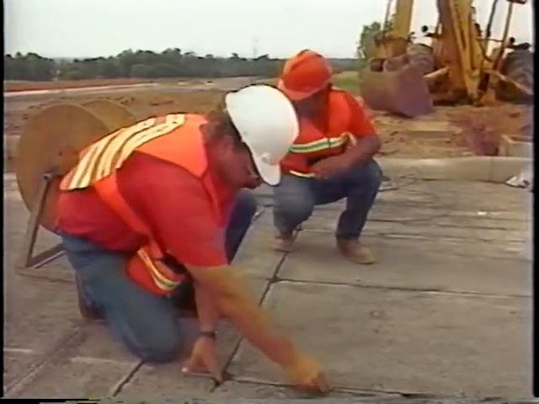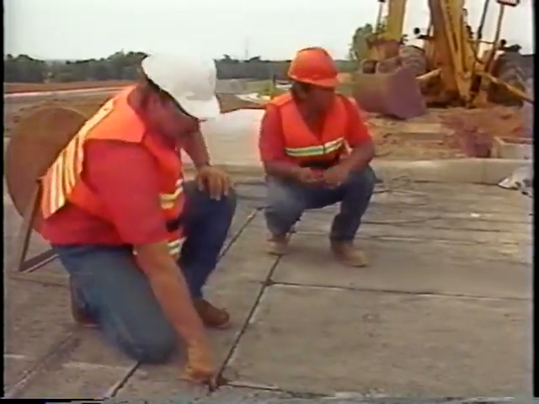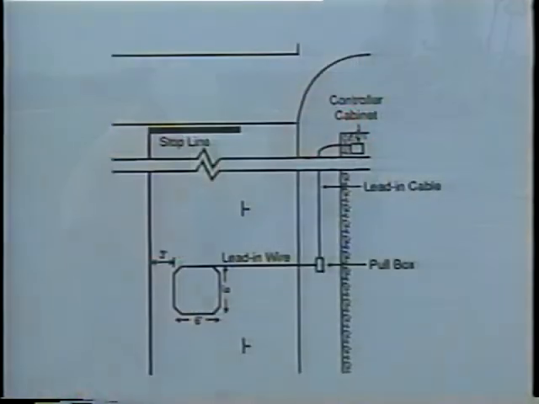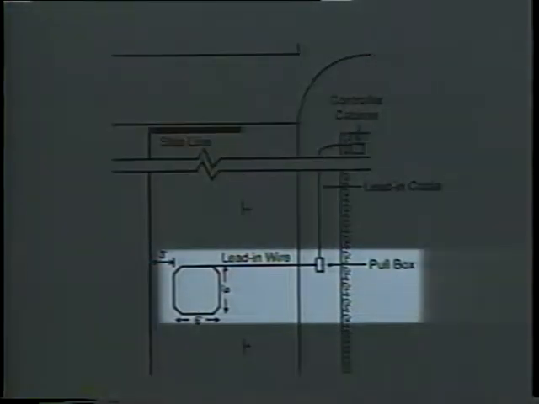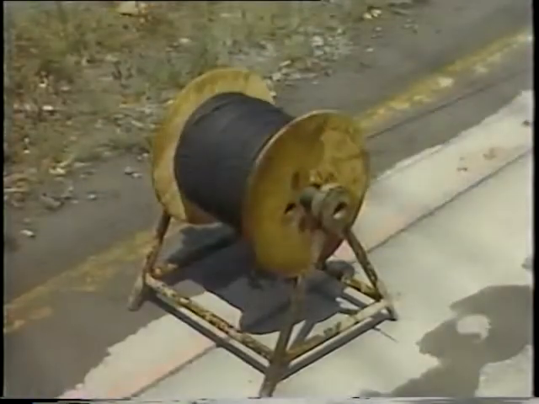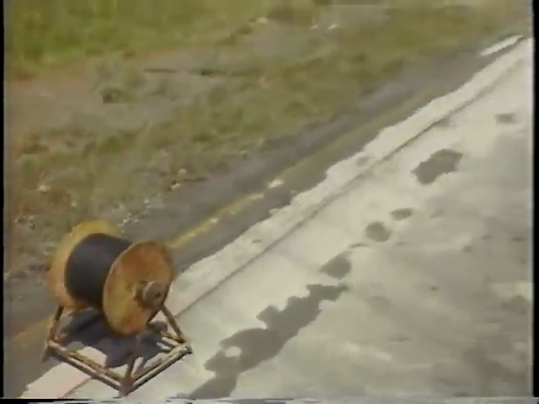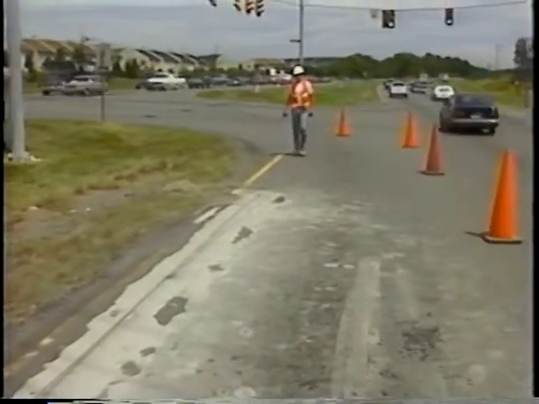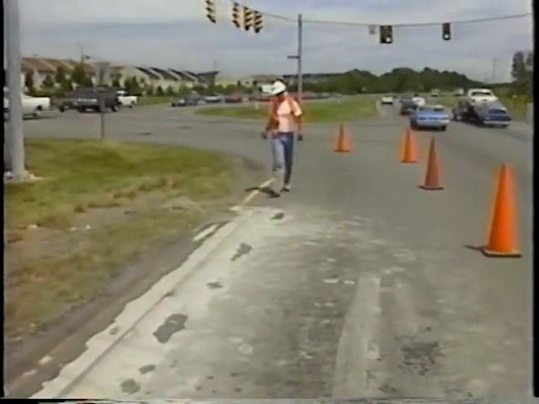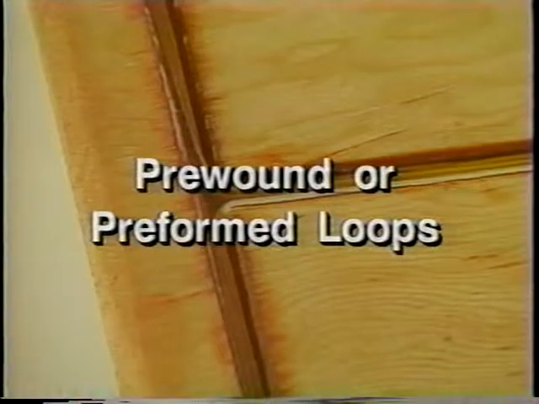Wire insertion is the next loop detector installation step. The loop must be one continuous wire, from the pull box through the curb, around the slot the correct number of turns, and back to the pull box. Check the supply reel to make sure there is enough wire before beginning. It is very easy to lose count of the number of turns you have inserted, particularly with 4 or more turns. Pre-wound or preformed loops can eliminate this possible confusion.